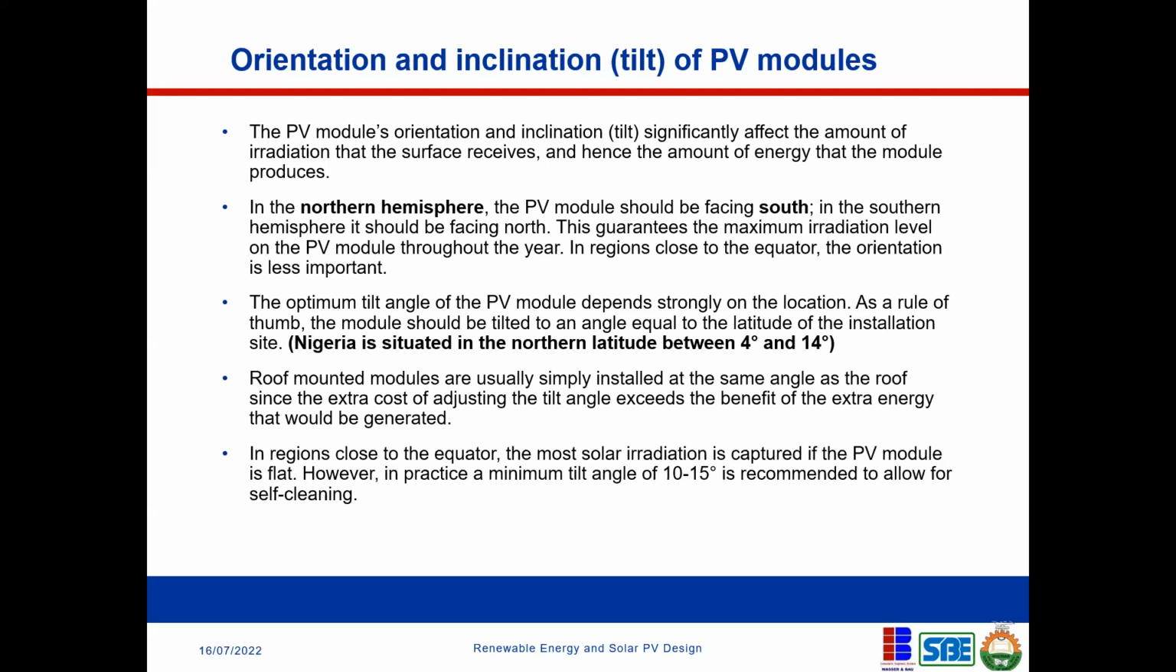In regions close to the equator, the most solar irradiation is captured if the solar PV is flat. This is what I was trying to explain at that time. However, in practice, a minimum tilt angle of 10 to 15 degrees is recommended to allow for self-cleaning.